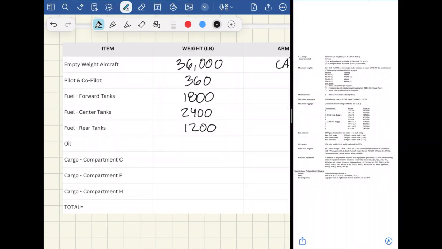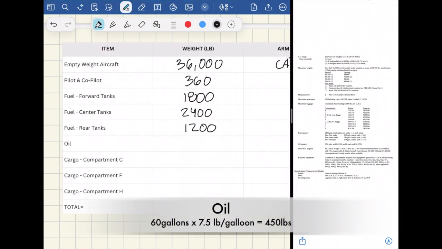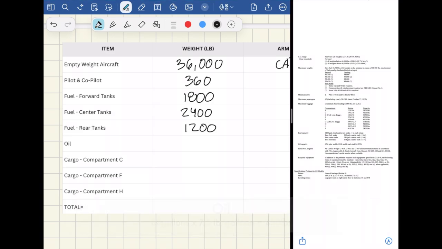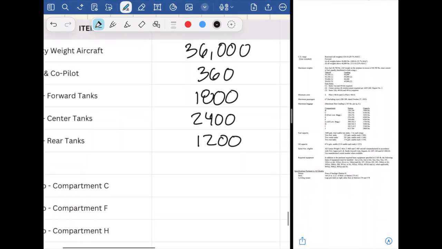And next is oil. Now, in addition to the fuel, the aircraft carries 60 gallons of oil. And the oil weighs 7.5 pounds per gallon. Okay, same ulit. We will multiply the unit of 7.5 pounds per gallon doon sa ikinargang 60 gallons. So, input to your cycles, 60 times 7.5, and we will have 450.